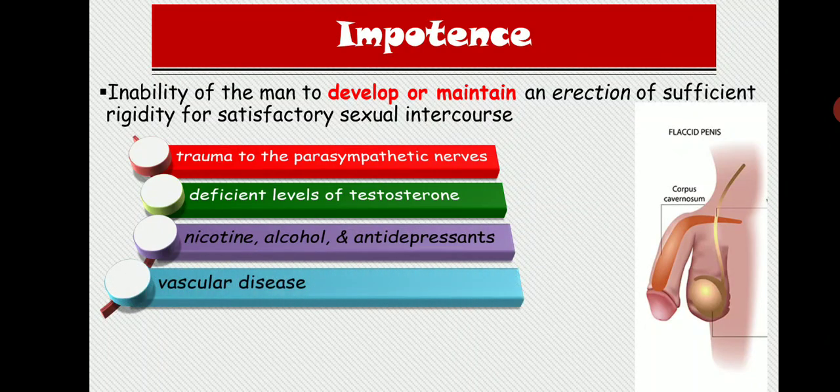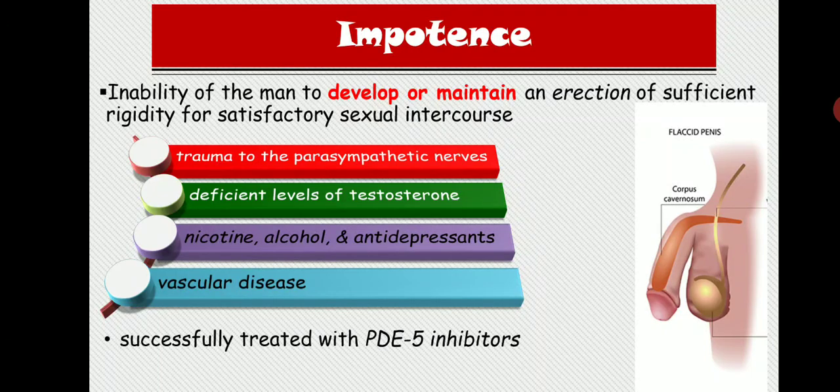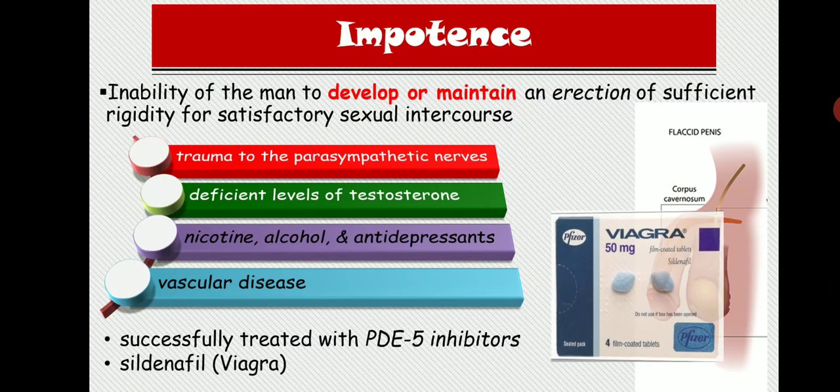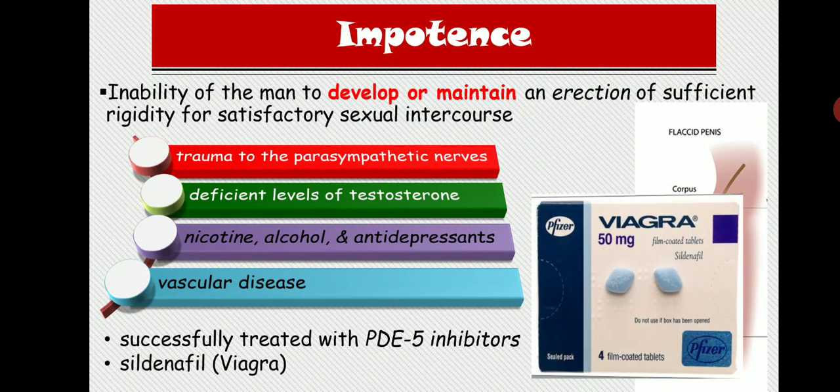And the last one is vascular disease. This impotence is successfully treated with the phosphodiesterase 5 inhibitor known as sildenafil, Viagra. We already discussed how the erection takes place, right? So this is all about the male reproductive system. Thank you.